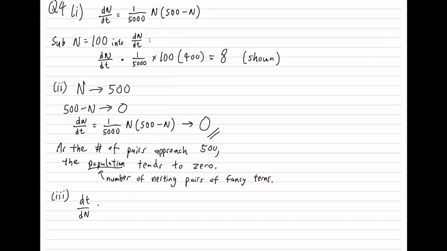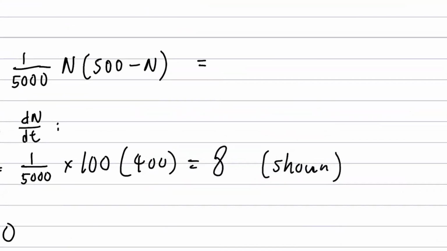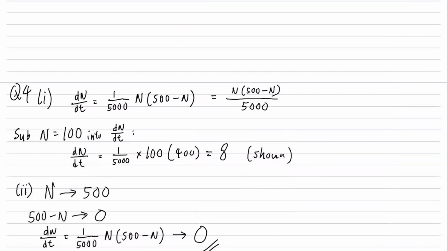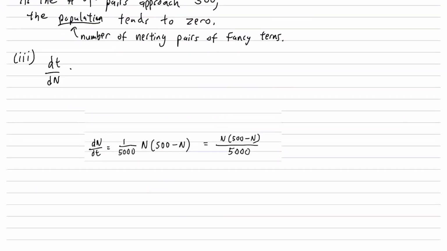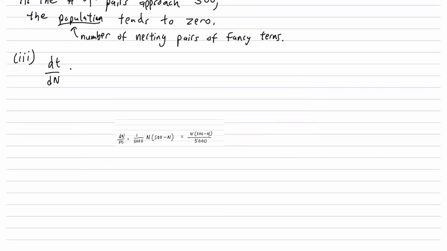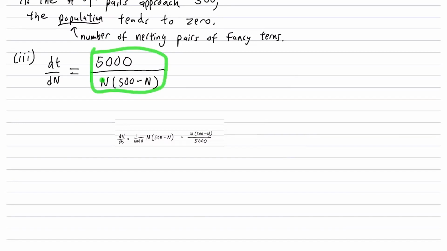So that means, let me just rewrite it as a fraction, so it's easier to flip it. n times 500 minus n over 5,000 is your dn by dt. So what does it mean about dt by dn? It's just the inverse. So flip the fraction around. So it's really just 5,000 over n times 500 minus n. You see n times 500 minus n. What do you think you want to do now?